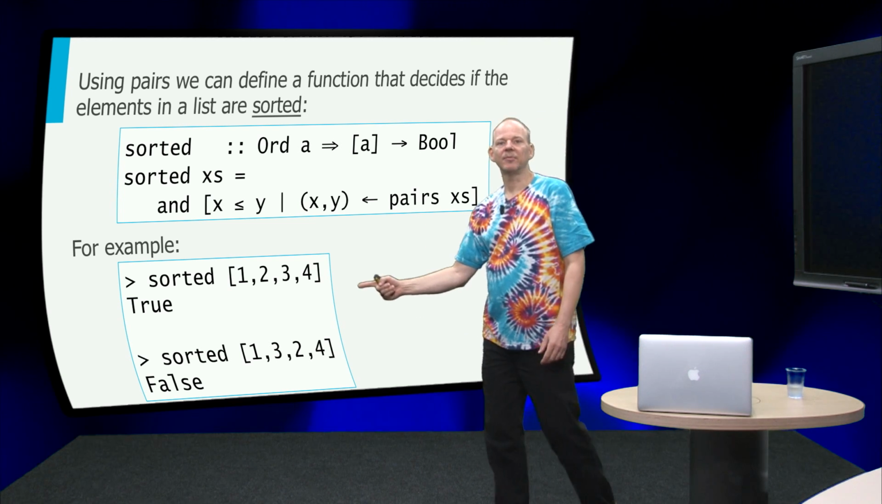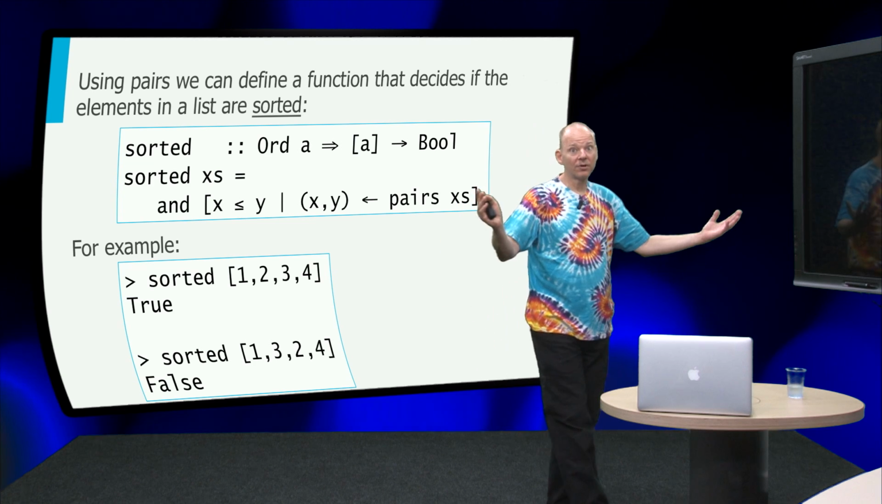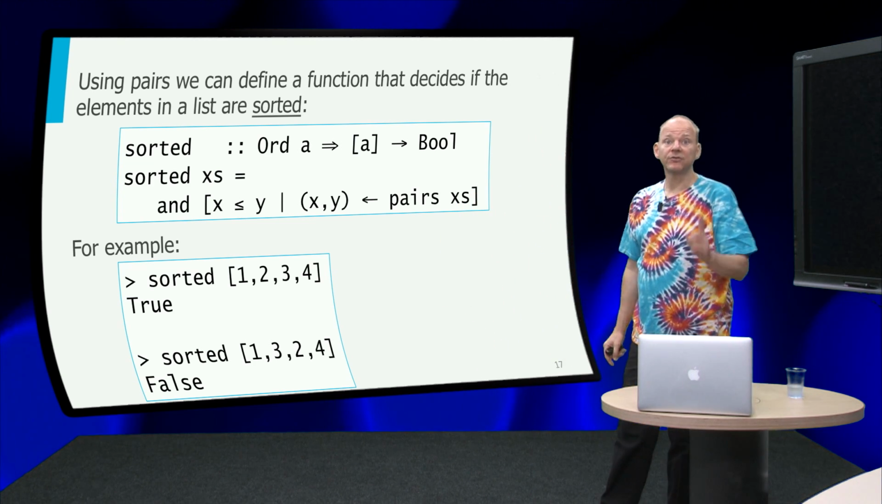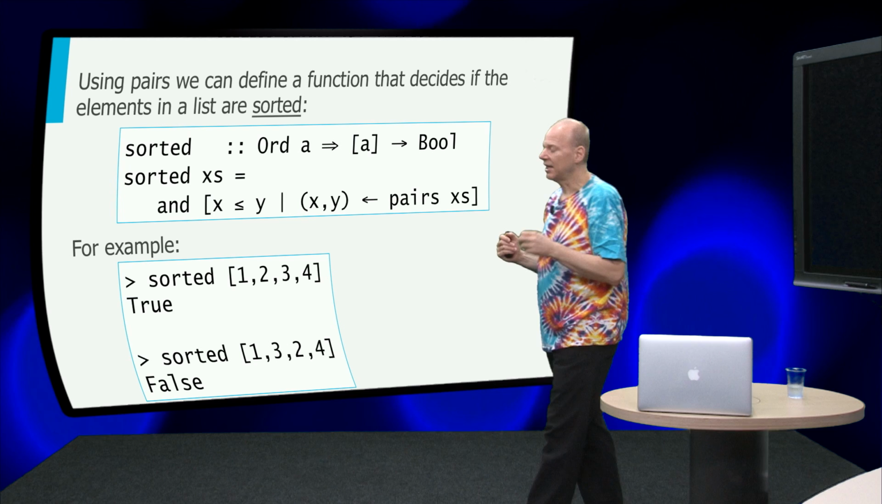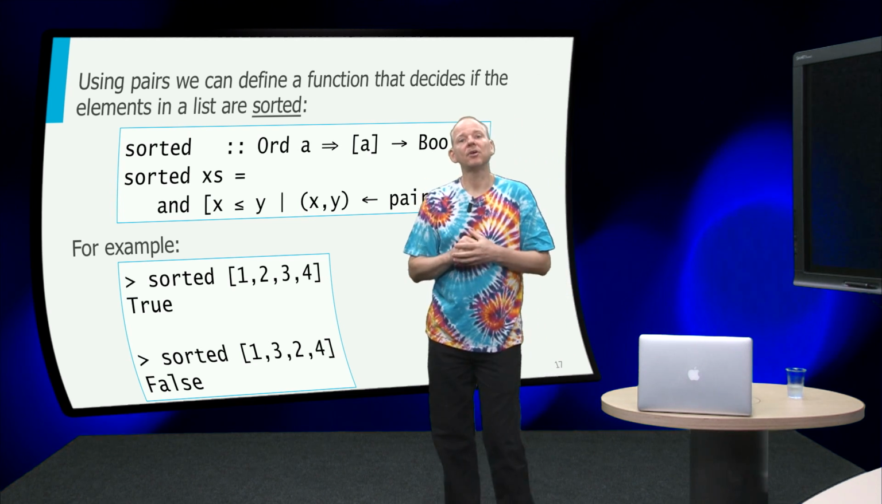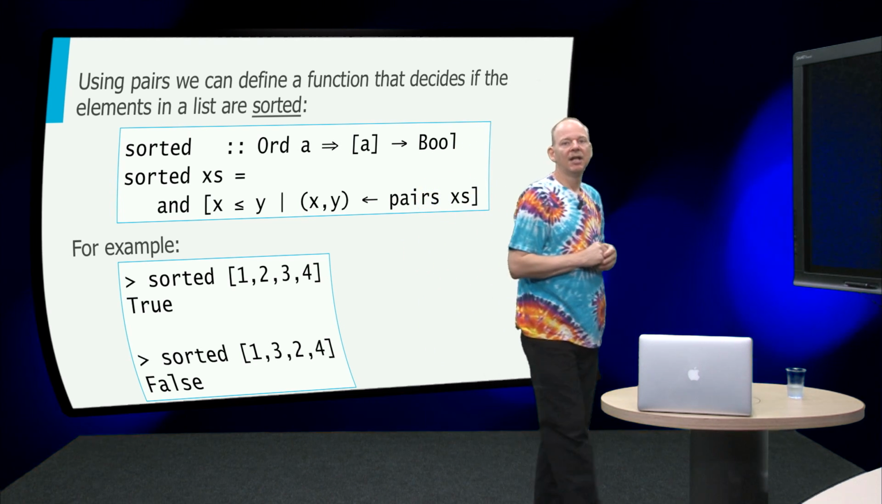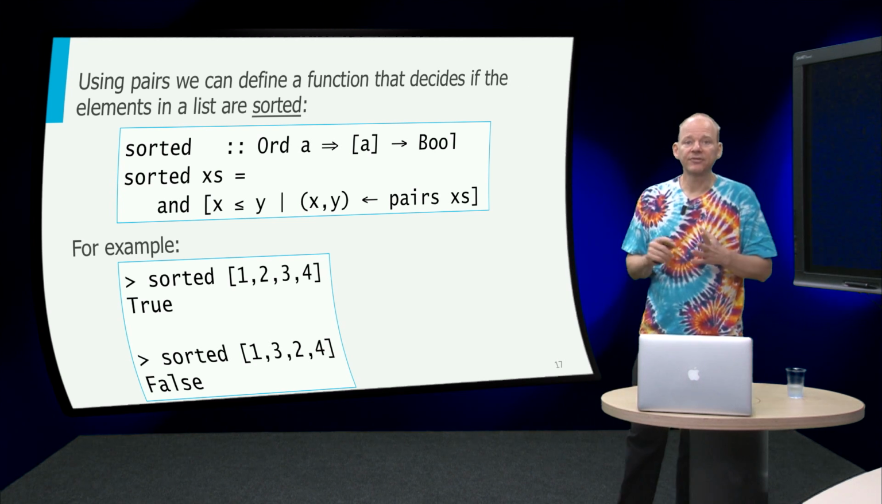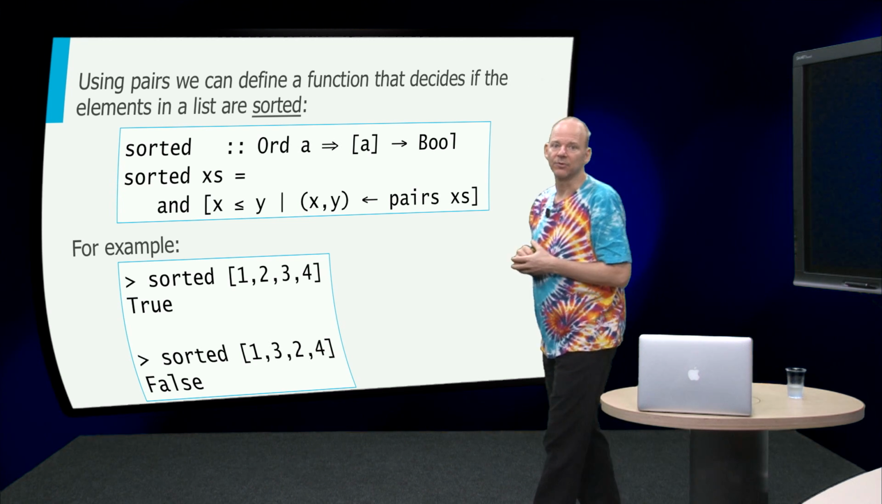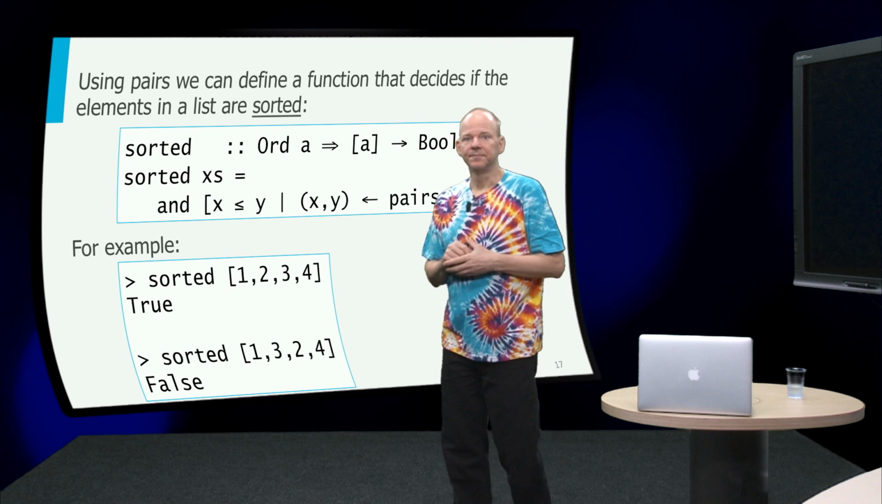So let's just look at some examples. Is 1, 2, 3, 4 sorted? Yes, it is, because 1 is less than 2. Then the next pair is 2, 3, 2 is smaller than 3. And the final pair is 3, 4, where 3 is less than 4. So that list is sorted.